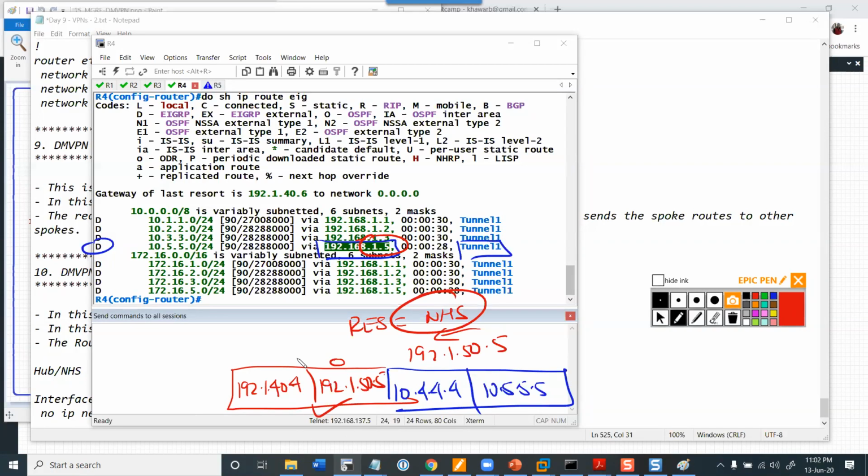And how did I accomplish that? By tweaking what? The routing table, or routing protocol. Understood, guys?